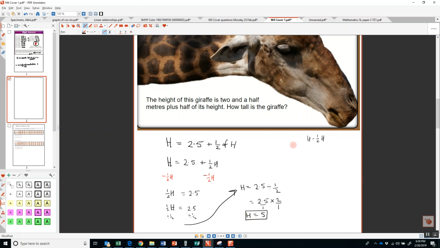Let's just check its height. Let's use a different color to check. The height is 2.5 plus half of its height. Now if we're saying its height is 5, half of its height, half of 5 is 2.5. 2.5 plus 2.5 is 5, which is the height. Okay, hopefully you all got that.